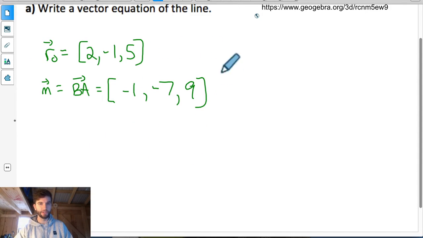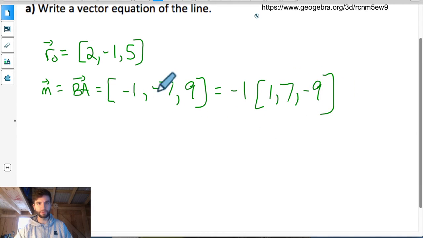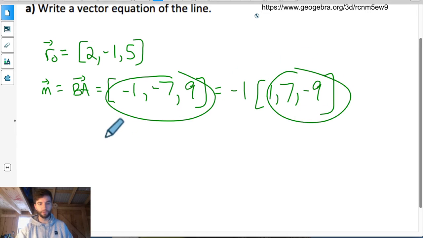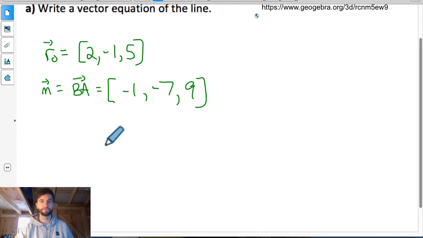Now we could use any scalar multiple of this for our direction vector. Usually we want to reduce it if possible, but this one doesn't reduce. Other than if we wanted to, we could take out a negative 1. It's equal to negative 1 times 1, 7, negative 9. Doesn't matter. We could use either version. We could use that version or that version. I'll just use the first version.